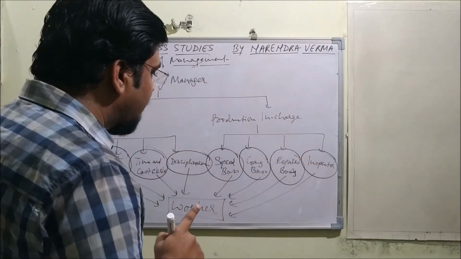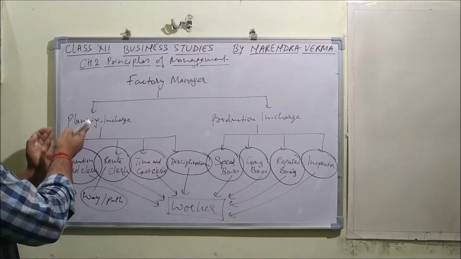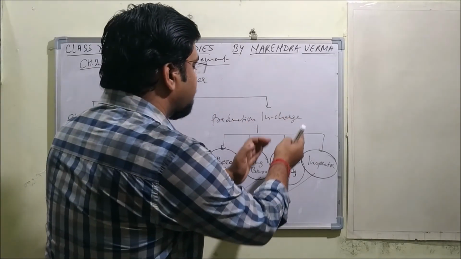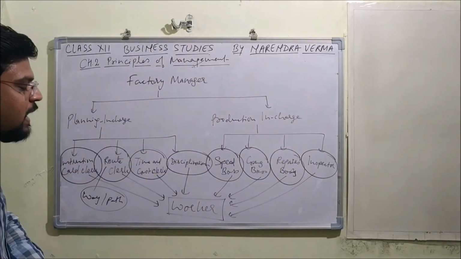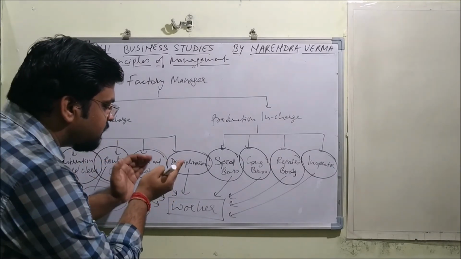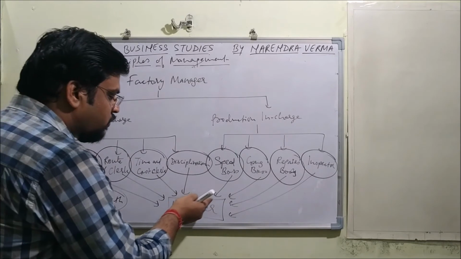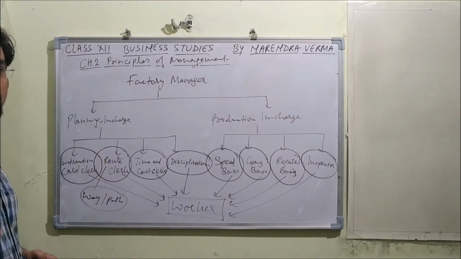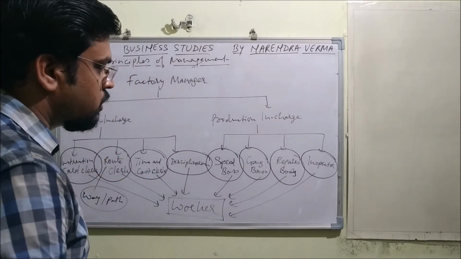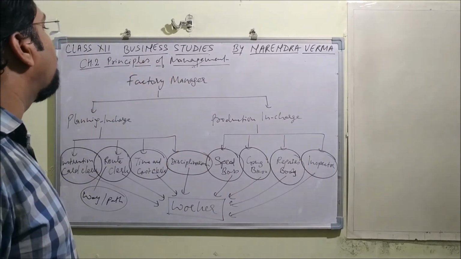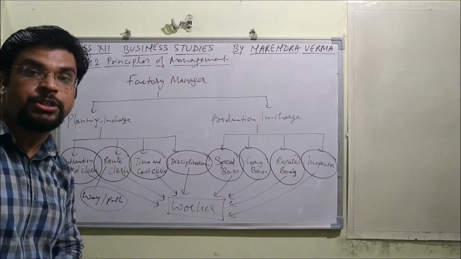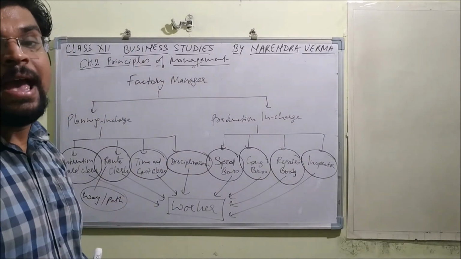So we understood that these four are related to planning and these four are related to production, but all eight are instructing, directing, or having discussions, or are in direct touch with every worker in the production process. This is all about the functional foremanship technique given by F.W. Taylor.